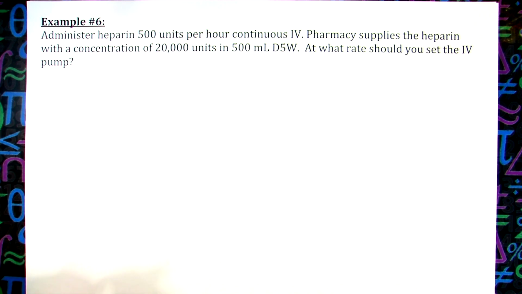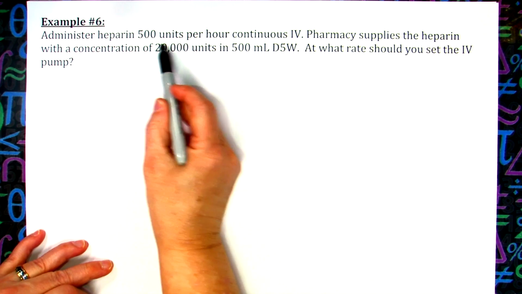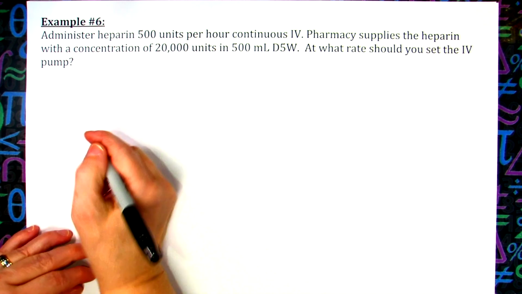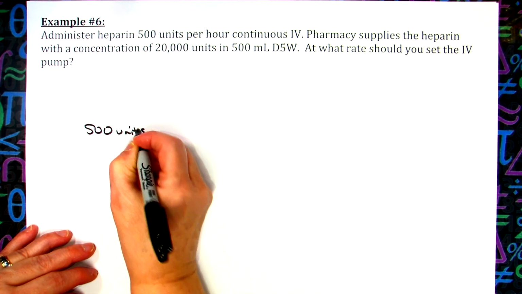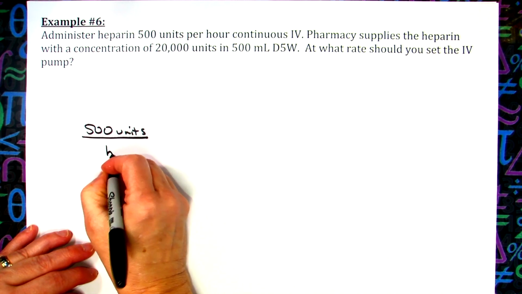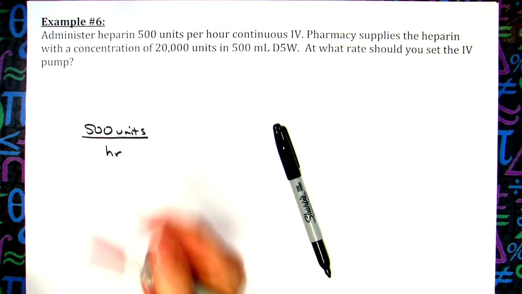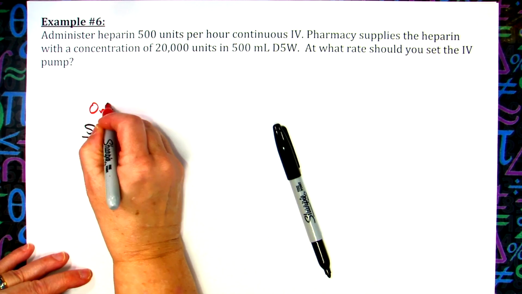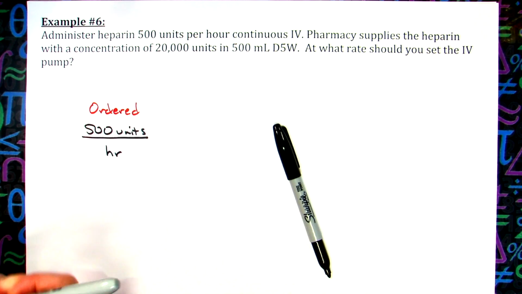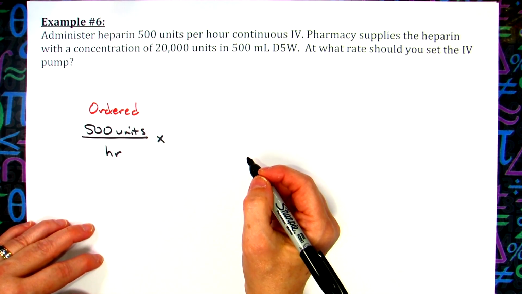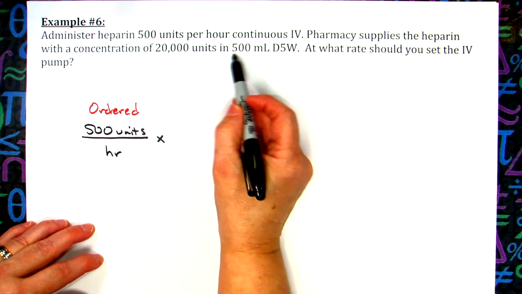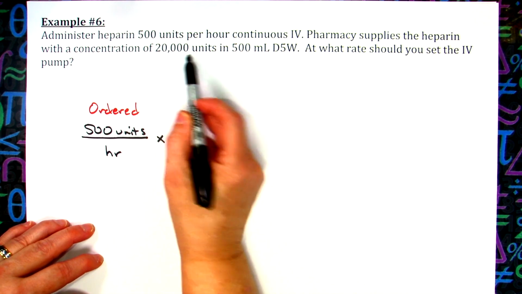We're going to take what was ordered, which is the 500 units per hour. So I'm going to go ahead and put 500 units on the top, and then per hour will be on the bottom, and that is what is ordered. Okay, using the unit analysis method, I'm going to then multiply by my available concentration. It was 500 milliliters, 20,000 units.